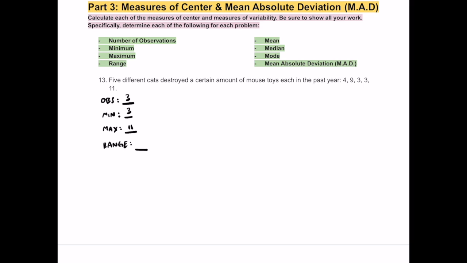So how do you find the range? To find the range, we should just take the max and subtract the min. So 11 minus 3 is equal to 8, so that would be the range here.